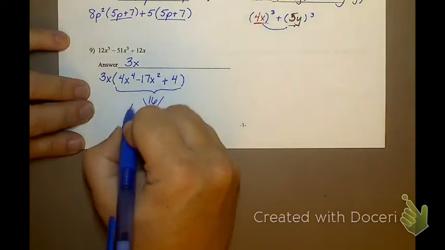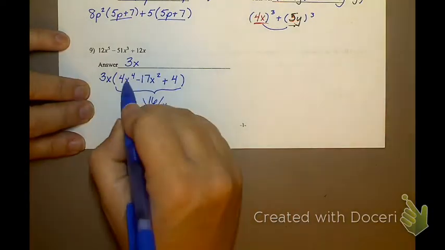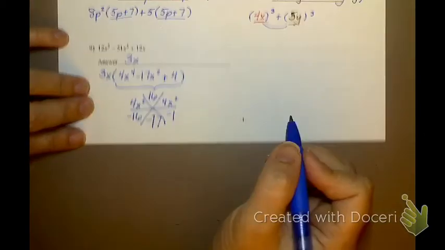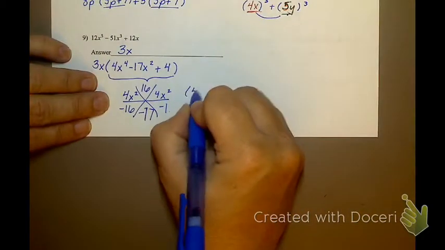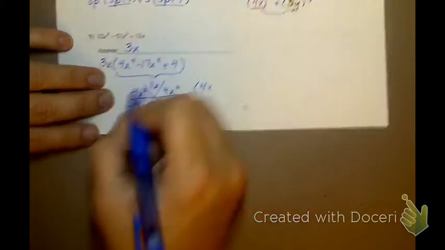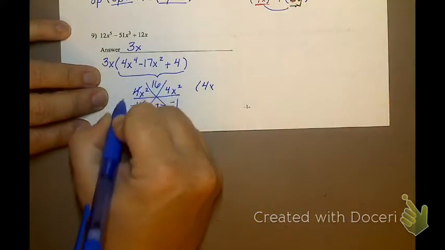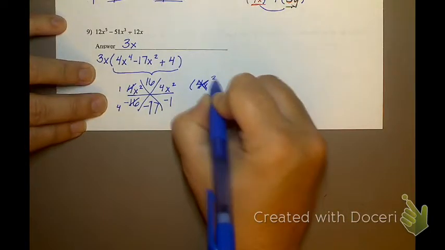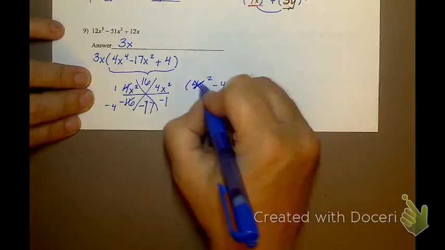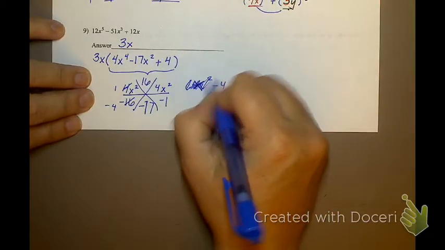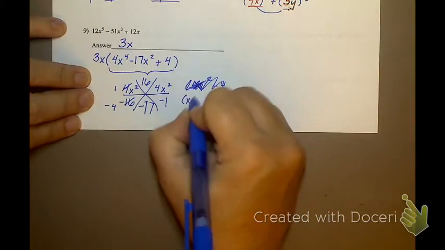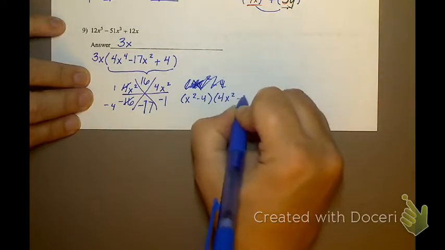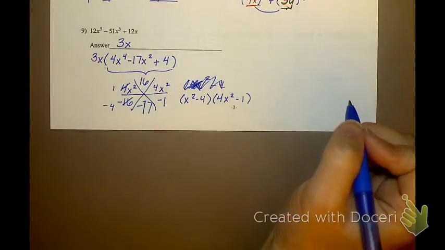On the top, I put a 4 and a 4, and what do I break up x to the 4th into? x squared and x squared. So I have 4x squared. Nope, that's not right. I have x squared minus 4, right? X squared, let me write that here so it's a little bit nicer. X squared minus 4, and what do I have here? 4x squared minus 1. Now, why didn't I write that on my answer line?